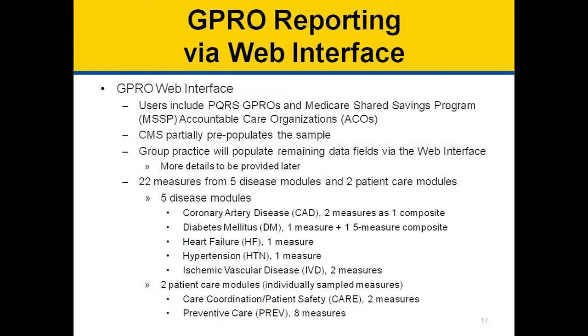GPRO Reporting via the Web Interface. Users of the GPRO Web Interface include PQRS GPROs and Medicare Shared Savings Program accountable care organizations. CMS will partially pre-populate the sample. The group practice will then populate the remaining data fields via the web interface. More details on the web interface will be provided on a later call. There are 22 measures from 5 disease modules and 2 patient care modules. The 5 disease modules include coronary artery disease, diabetes, heart failure, hypertension, and ischemic vascular disease. The 2 patient care modules include care coordination / patient safety and preventative care.